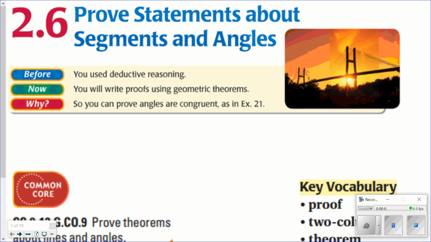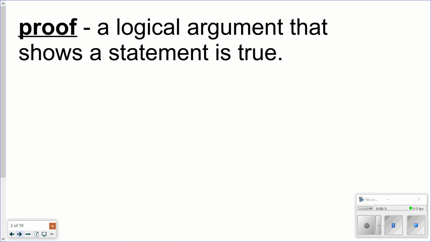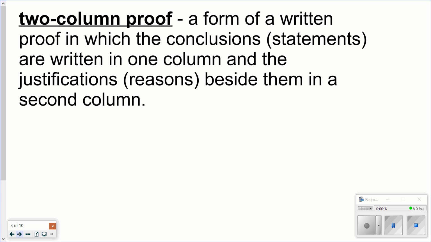Hi everyone, today we're going to start 2.6, which is proof statements about segments and angles. Today we're going to be working with proofs. What is a proof? A logical argument that shows a statement is true. A two-column proof, a form of a written proof in which the conclusion, your statements, are written in one column and the justification, reasons, beside them in the second column.